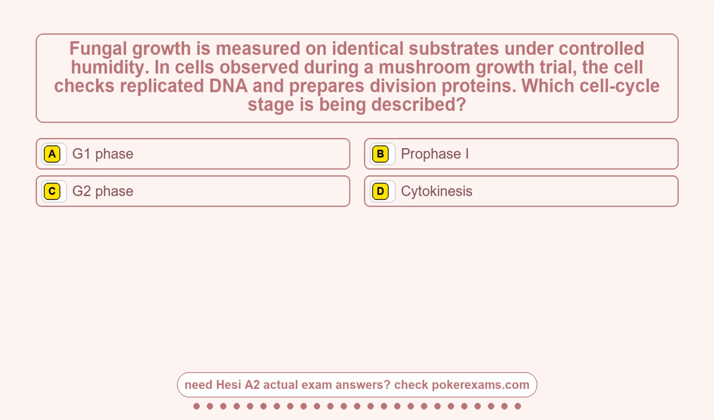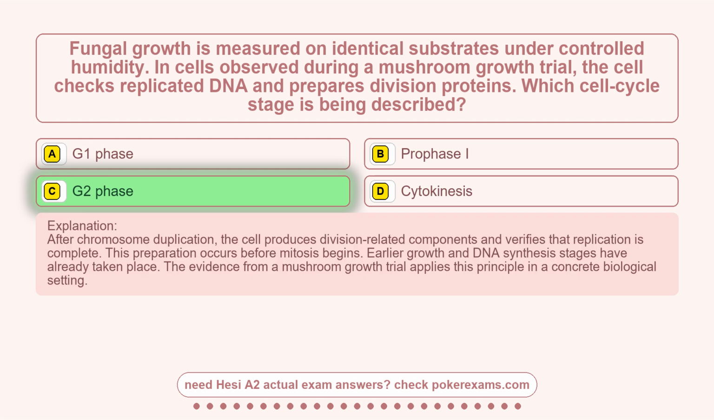Question 18. Fungal growth is measured on identical substrates under controlled humidity. In cells observed during a mushroom growth trial, the cell checks replicated DNA and prepares division proteins. Which cell-cycle stage is being described? Option A G1 phase, Option B prophase I, Option C G2 phase, Option D cytokinesis. The correct answer is Option C, G2 phase.